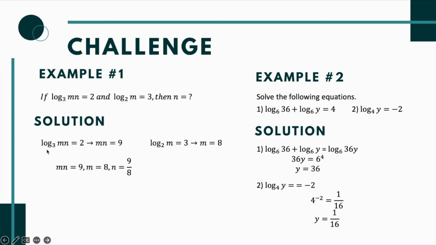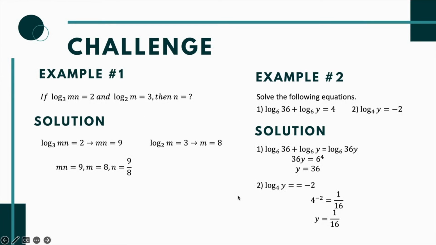Since we know that log base 3 of mn is equal to 2, by definition of logarithm, we can say that mn is equal to 3 to the power of 2, which is 9. And we also know that log base 2 of m is equal to 3, meaning that m is equal to 2 to the power of 3, or 8. Since mn equals 9 and m equals 8, we can conclude that n is equal to 9 over 8.